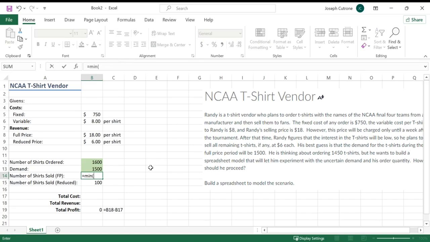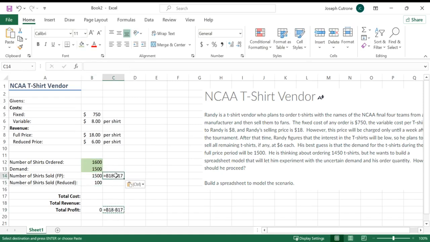It's always the smaller of the two. In Excel, you can pick the smaller of two numbers by using the min function, equals min, and we're going to take the minimum of the shirts ordered and the demand. This is a little bit clever. This is not entirely obvious, and it might take you a minute to think about this. Why is it the minimum of these two? Again, plug in numbers and you should see this working.